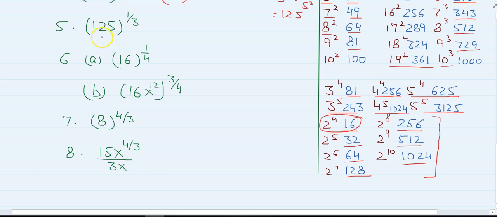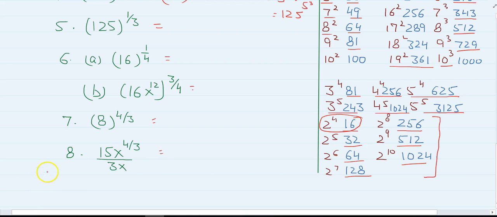I have some questions for you. 125 is to the power 1 over 3. Simplify and write the answer. Another question, 16 is to the power 1 over 4. You can see where is the number whose power 4 is 16. In the same way you can solve these questions.